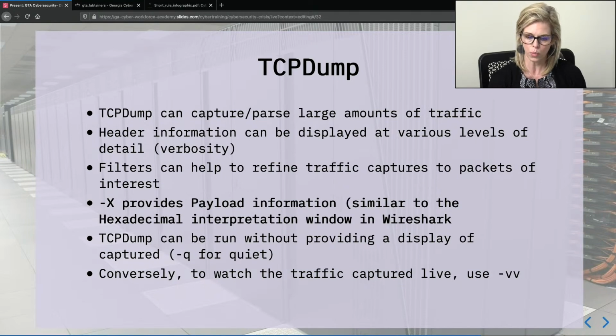You can also run tcpdump without displaying your captured information. If you want to run tcpdump but you don't want that information displayed on screen, you would use the -Q option for that. Conversely, if you want to watch the packet capture live, then you're going to use the -vv command.